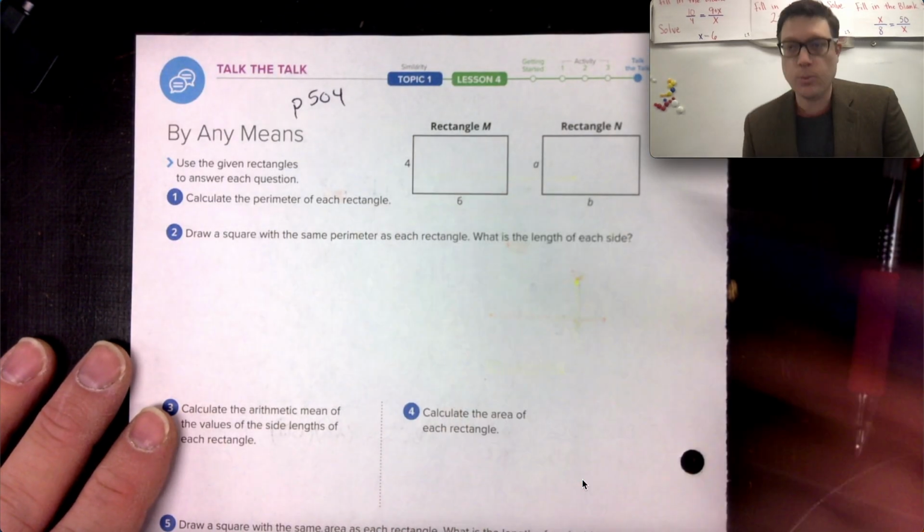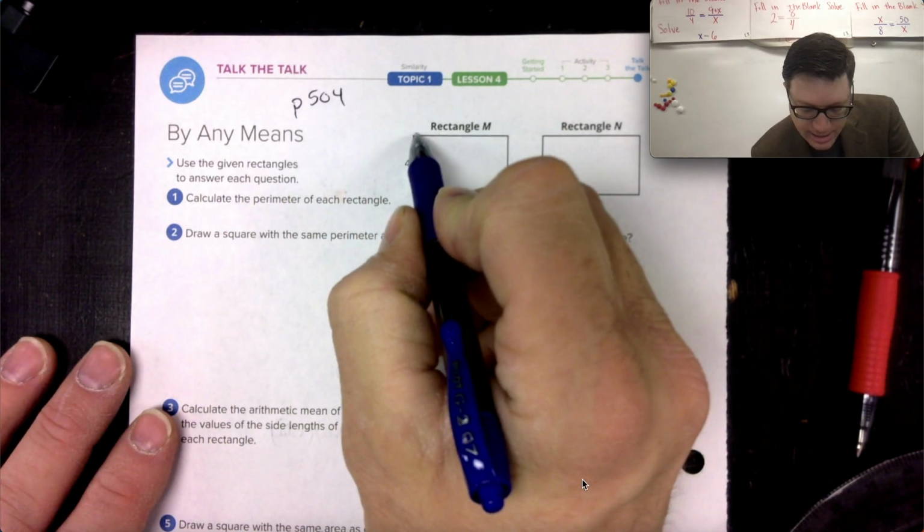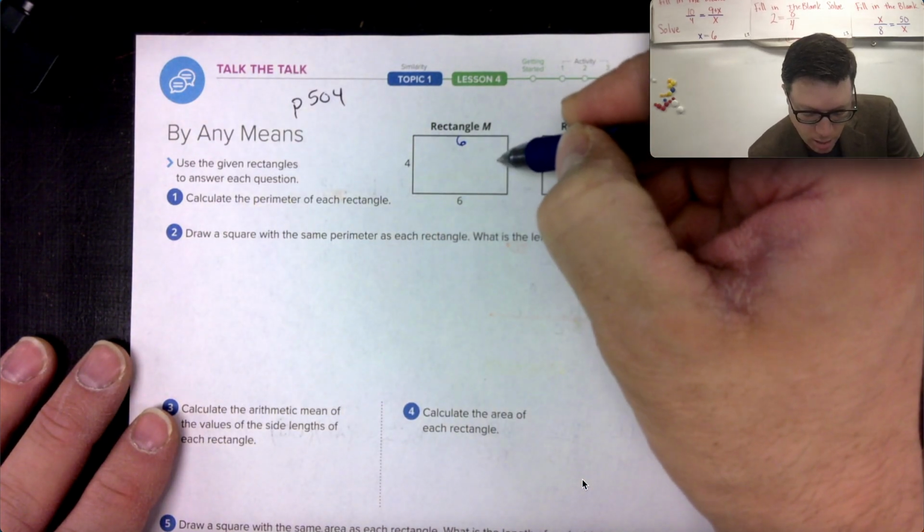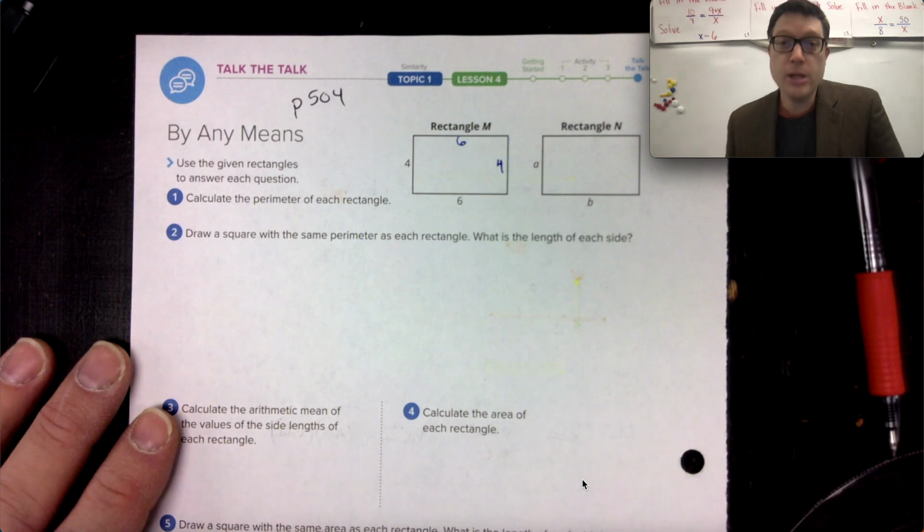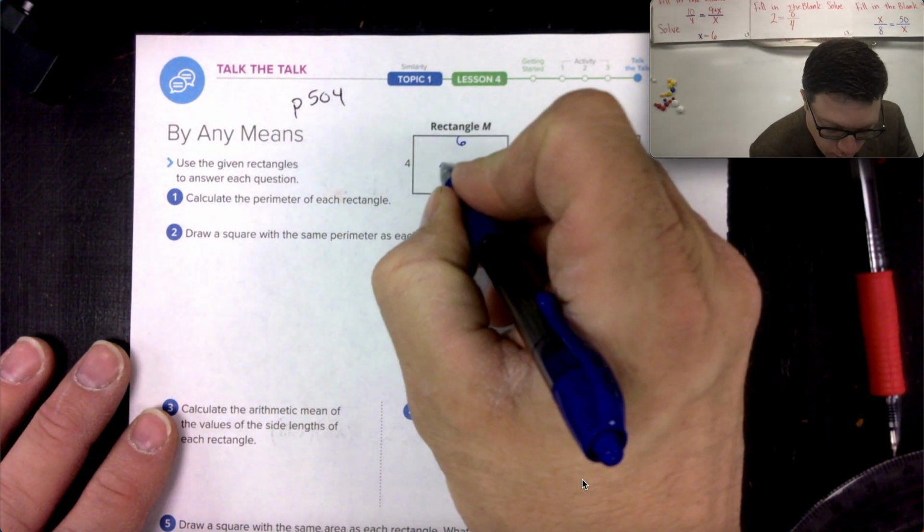6 plus 4, which is 10, but there is a 6 on that side and a 4 on that side. And so when you add them all up, the perimeter of rectangle M is 20.